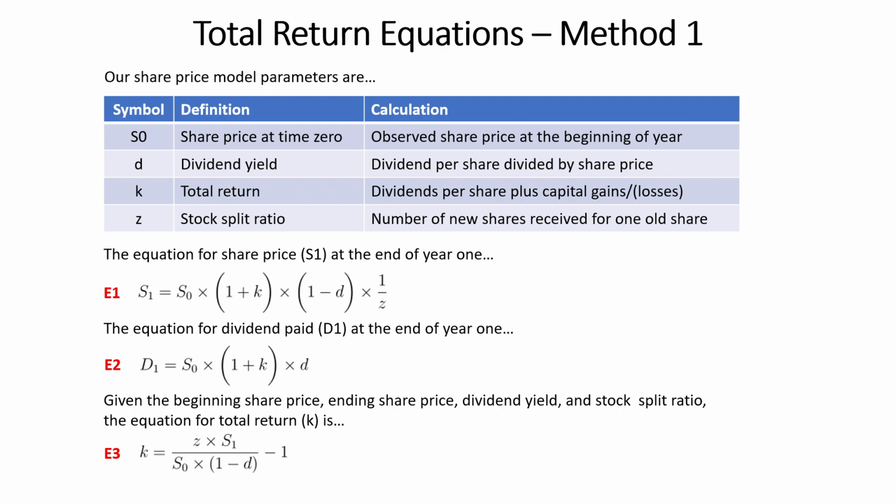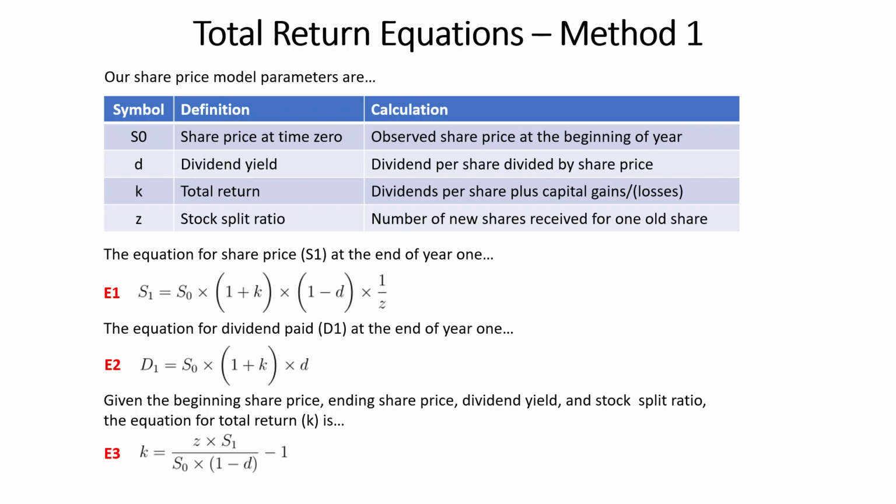K is total return. And remember that total return is not just change in stock price, but you also have to add in the dividends that were paid during that holding period. So therefore, total return is capital gains and losses plus dividends. And then small z, that's the stock split ratio. That's the number of new shares received for old shares. So for example, if there was a three for one stock split, the owner of the share would give up his share and receive 3 shares in return. Amazon is a good company to look at as far as stock splits because they've had a ton of them.